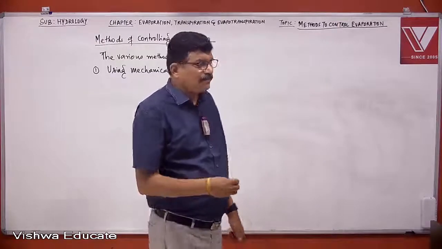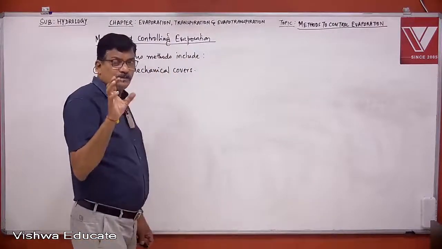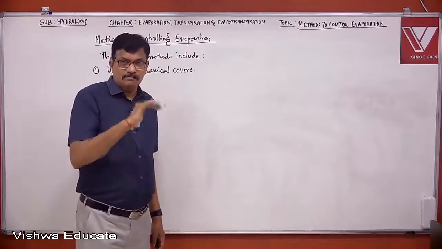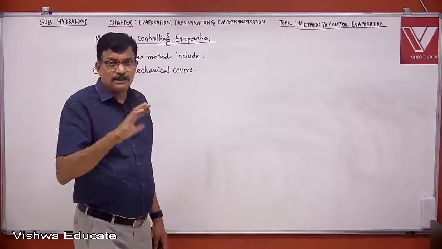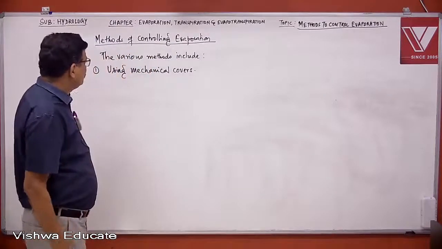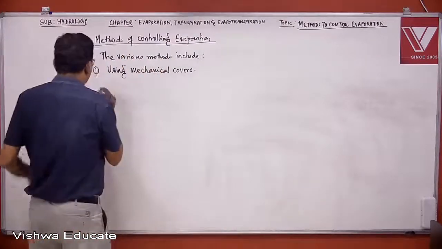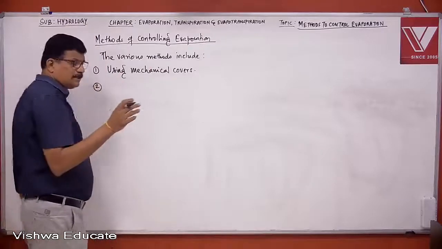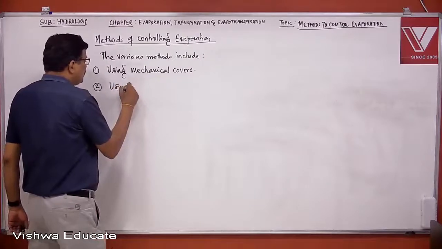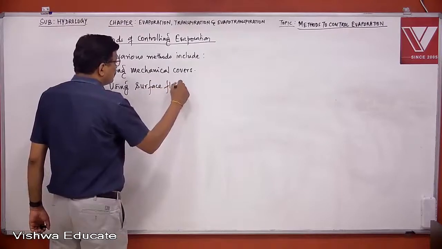This is, of course, slightly expensive because we have to manage, we have to maintain, we have to see to it that these things are in place all the time. So this is one of the methods of reducing or controlling evaporation. Another technique, which is a bit simple also, is using what we call surface floats.